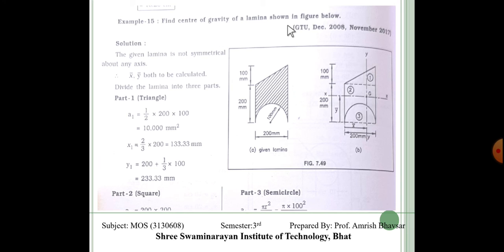Find the center of gravity of the lamina shown in the figure below. This is one kind of shape. So we have to make parts first. From here it's a right angle triangle, the second part is a rectangle, and the third part is a half circle, and this half circle must be deducted from these two parts.